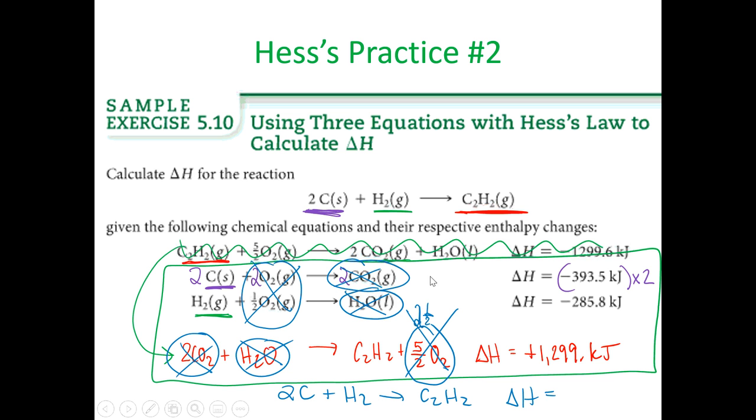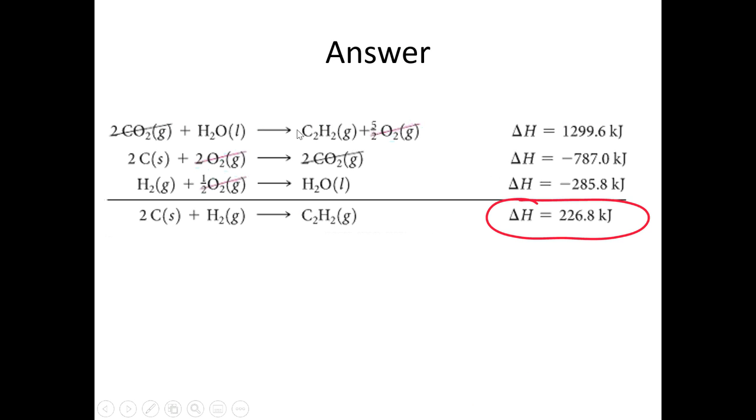So this is why I like rewriting these equations. You don't necessarily have to do this, but I like rewriting them to make sure that they actually do add up to the reaction that I was aiming for. It's a way to check your work. Okay. And so when I add these up, I get the delta H is 226. So overall, this reaction ends up being endothermic.